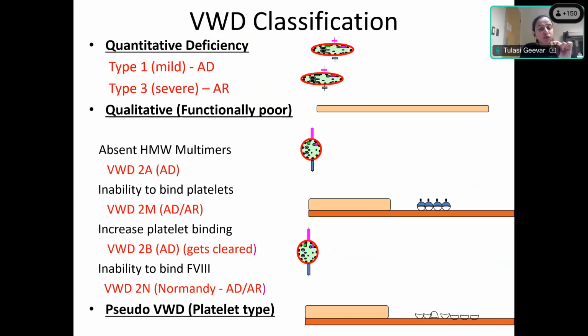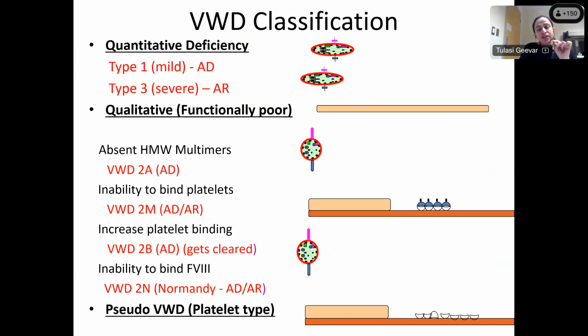Type 2B is when there is increased binding of platelets to von Willebrand factor, and this can paradoxically cause bleeding because once these platelets bind to von Willebrand factor, they get cleared from the system almost immediately, resulting in a selective loss of the high molecular weight multimers. So when the patient actually bleeds, the high molecular weight multimers are not there.